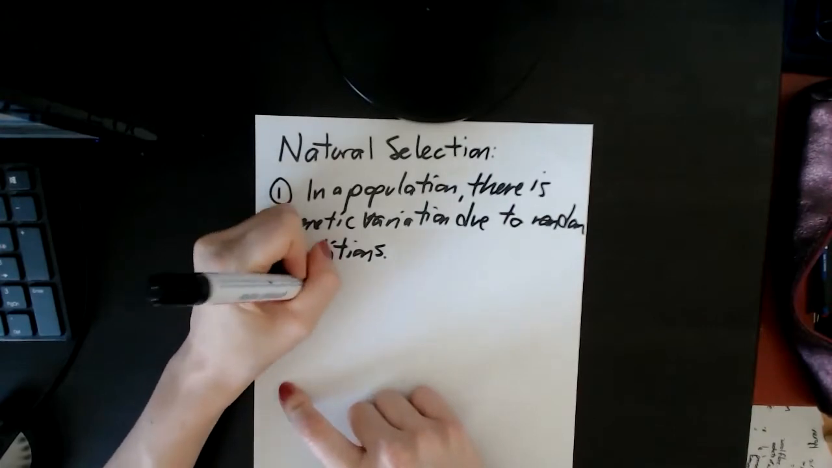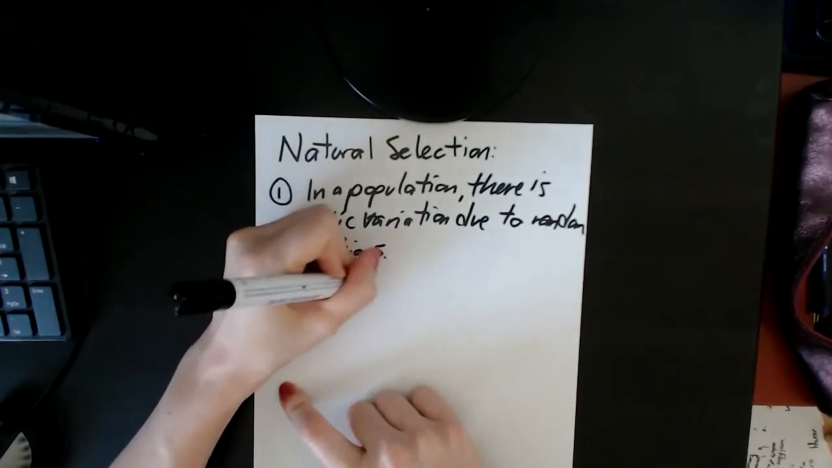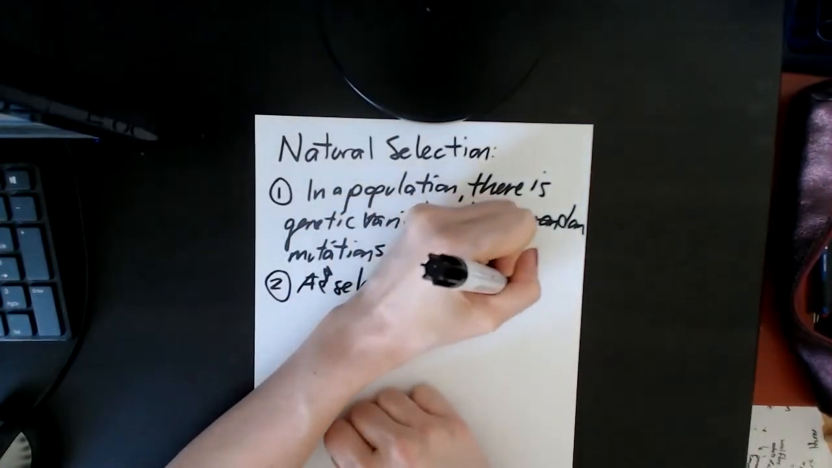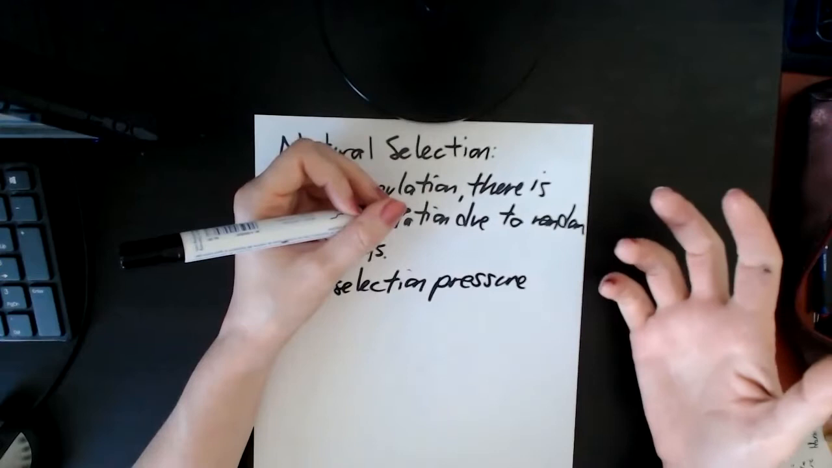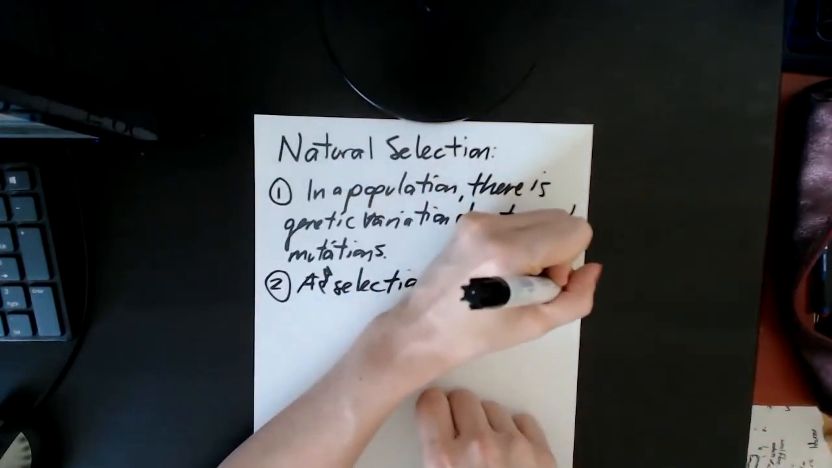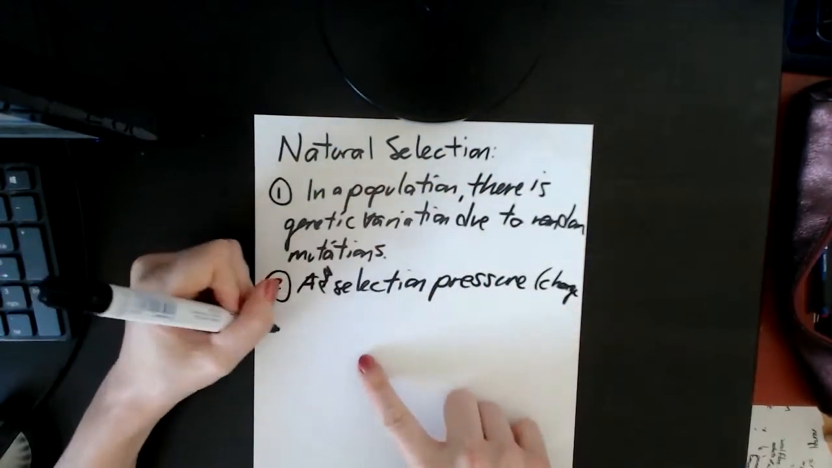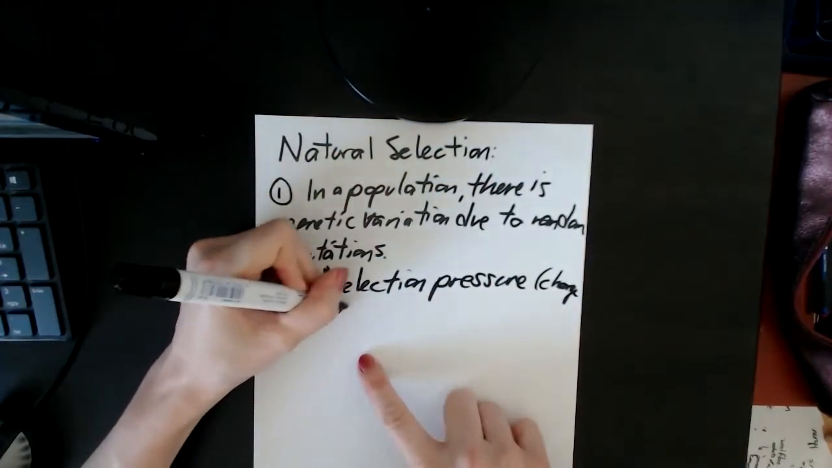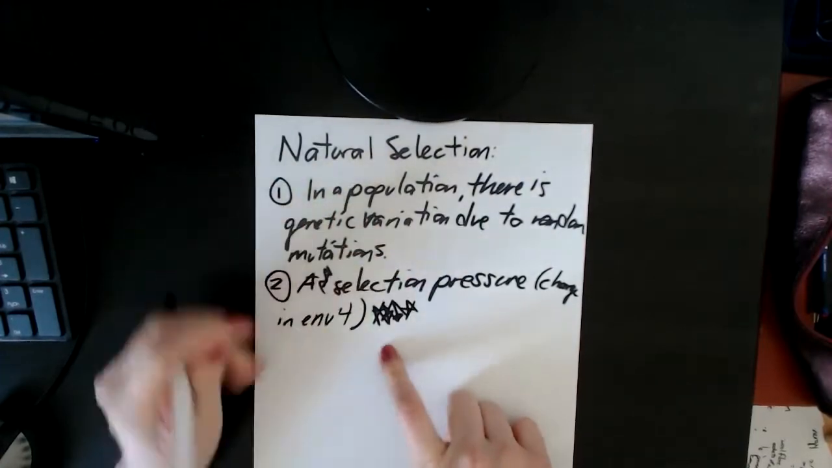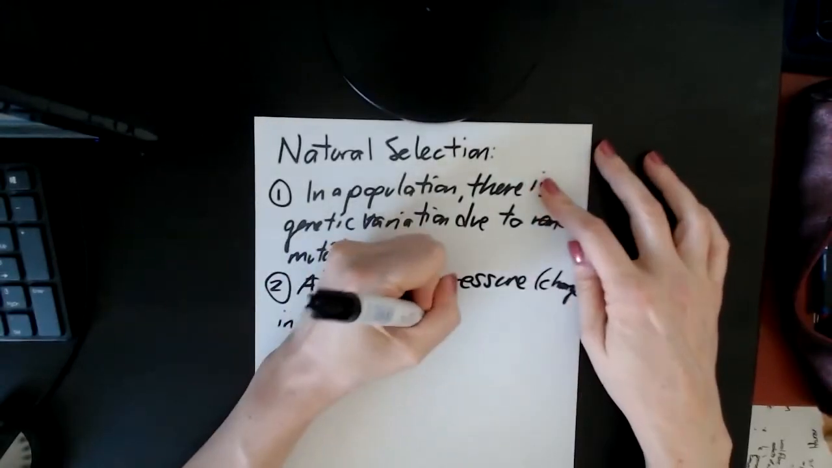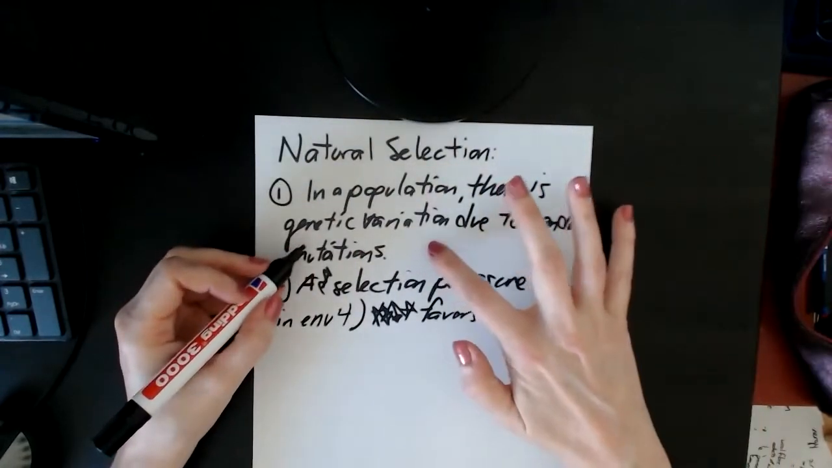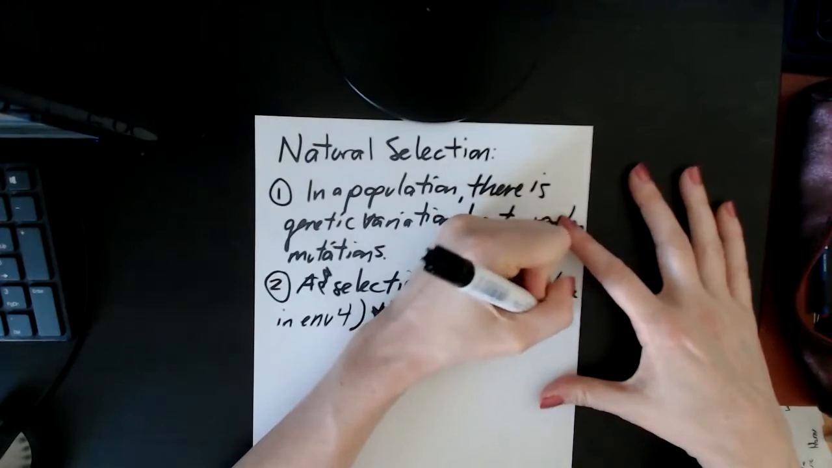So a selection pressure is applied, and I say applied, it's not a conscious thing, but there's maybe a change in the environment. A selection pressure favors one genetic variation or one allele, okay?